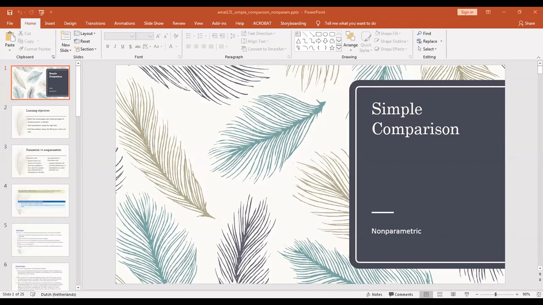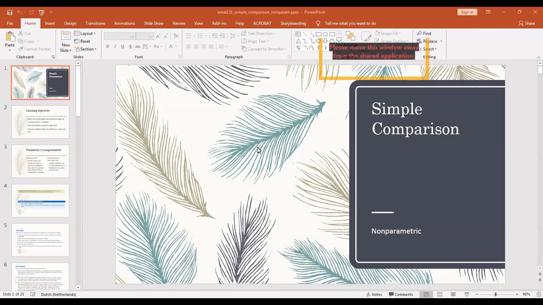So today, we are going to start our new lesson, which is about simple comparison, but we are going to discuss the techniques that belong to non-parametric techniques. So the idea is the same. How do we compare two parameters, two population parameters?